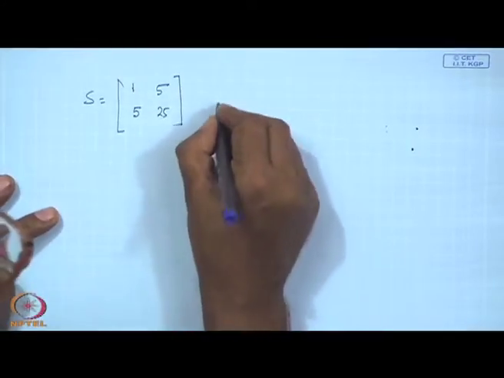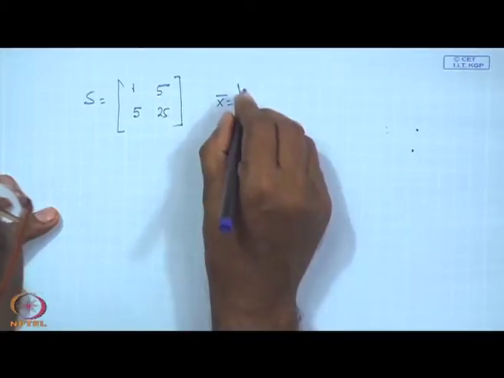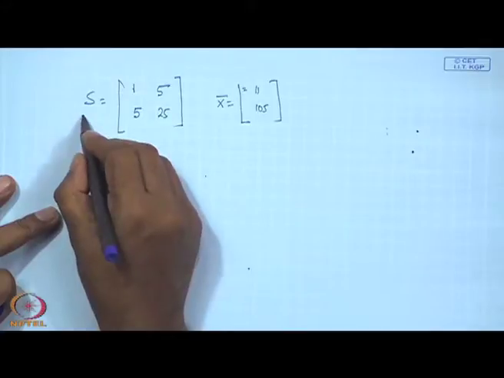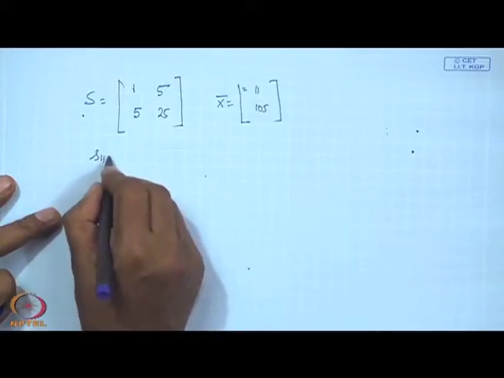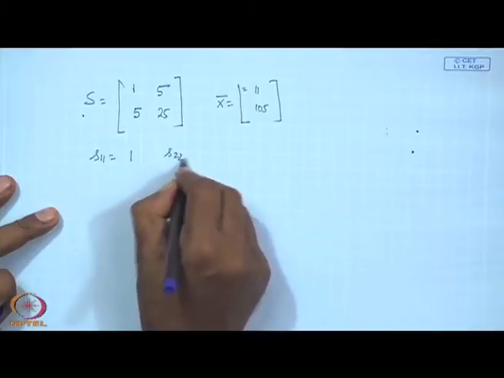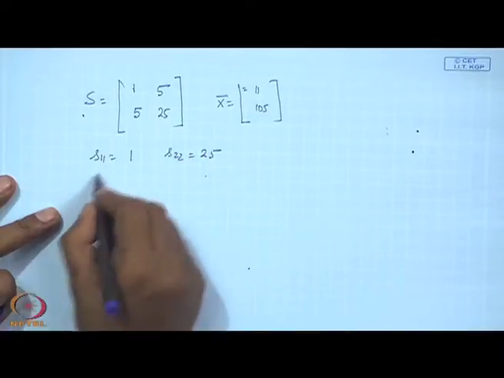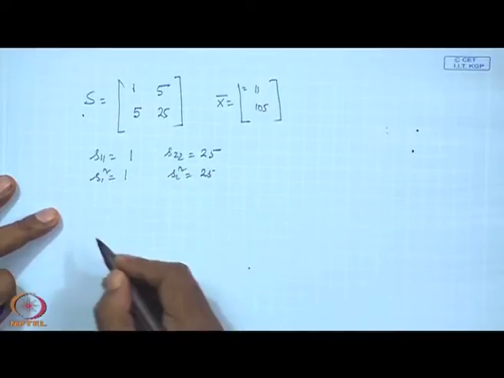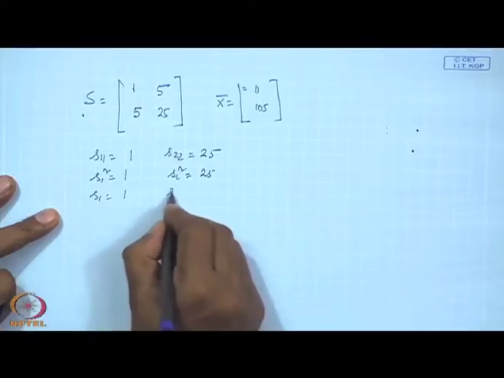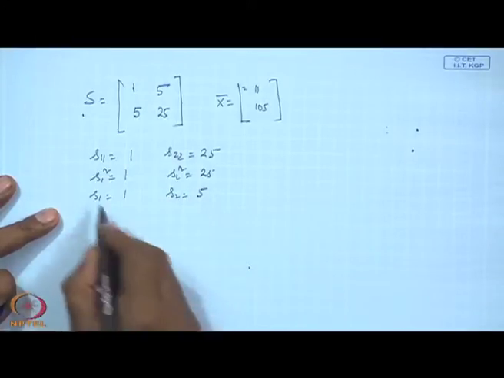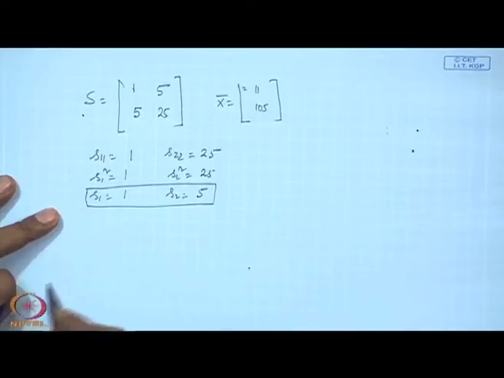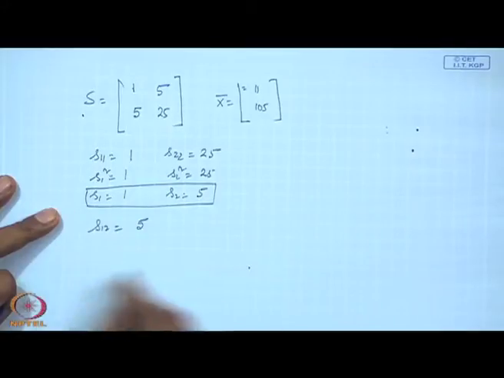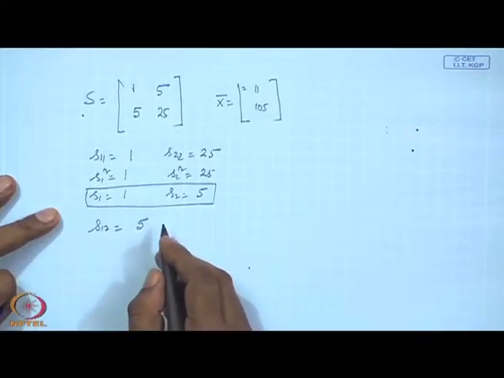So, you have already computed x bar, which is (11, 105), and your S is this. That means s11 is 1, s22 is 25. What does it mean? S1 squared equals 1 and S2 squared equals 25. So, S1 equals 1, S2 equals 5, that is the standard deviation in both cases, and s12, which is 5, is the covariance between x1 and x2.